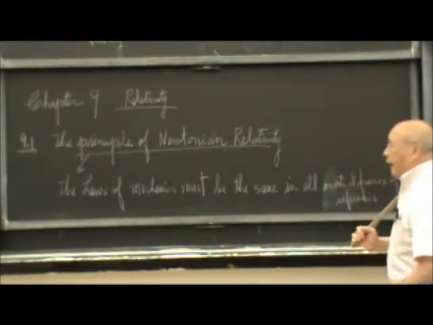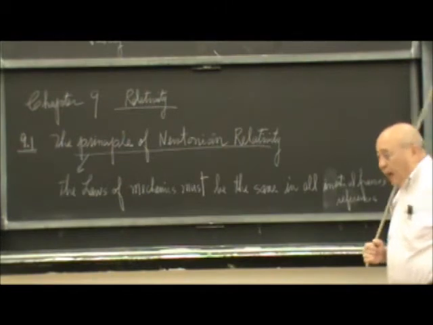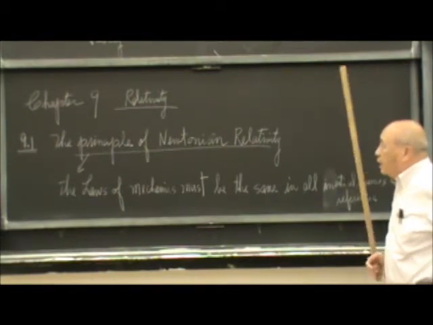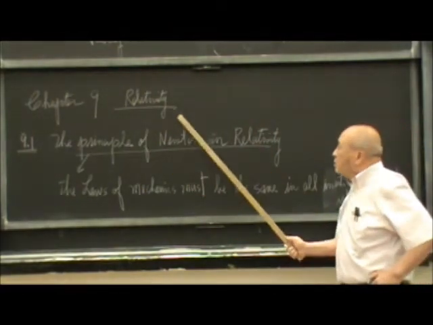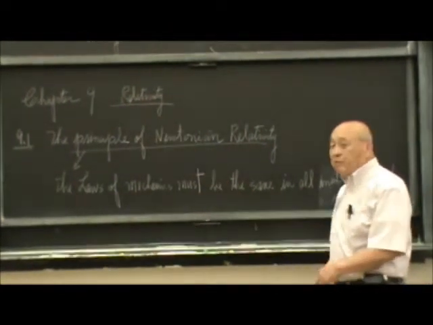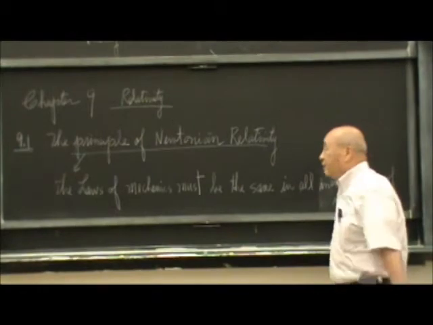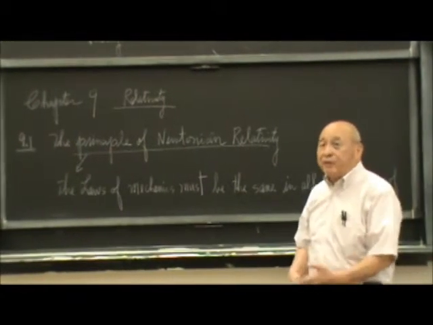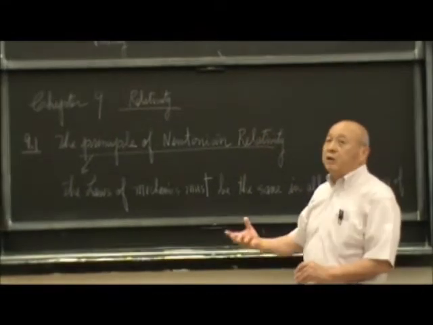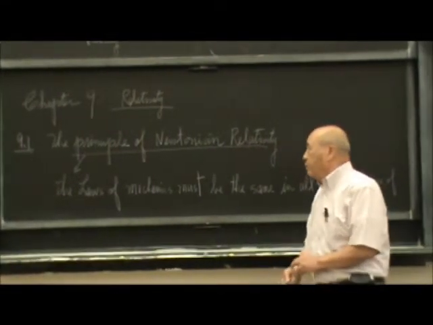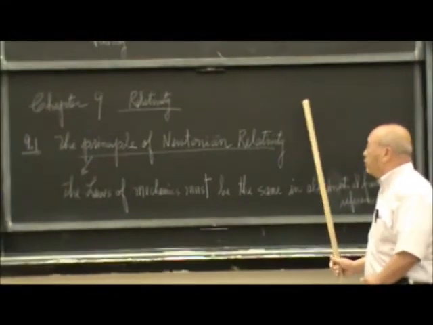Now we go to chapter 9. Chapter 9 is talking relativity. Relativity means relative to something. So in this case, it's relative to the coordinate system: one inertial system with respect to another inertial system. What is the principle of Newtonian relativity?